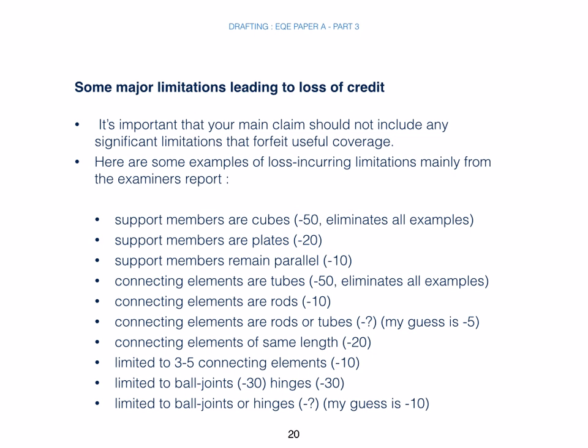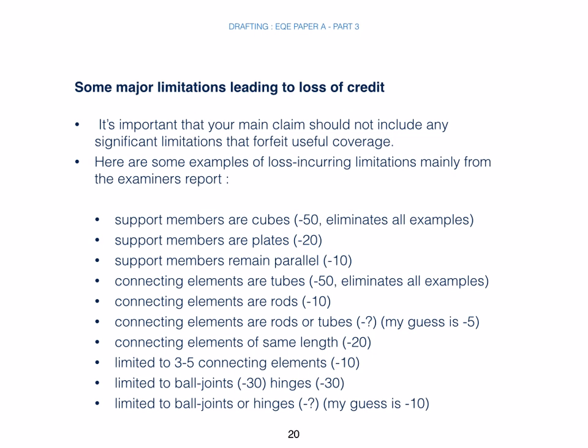If you limited to the connecting elements being of the same length, you would cover the client's embodiments, but not the described variations, and you would lose 20 points. If you limited the main claim to having 3 to 5 connecting elements, in other words, you eliminate 6, you would lose 10 points. If you limited the main claim to ball joints, you would lose 30 points because you have limited to the first embodiment and excluded the second.